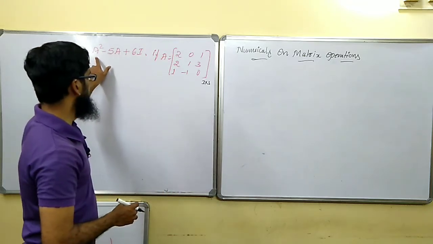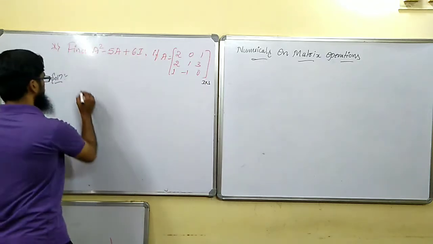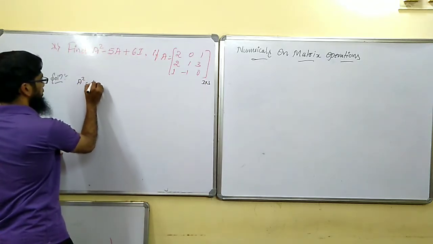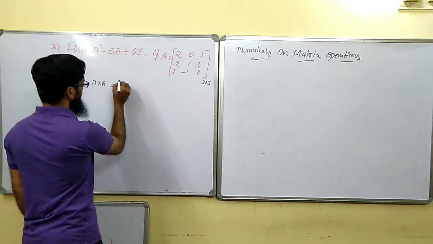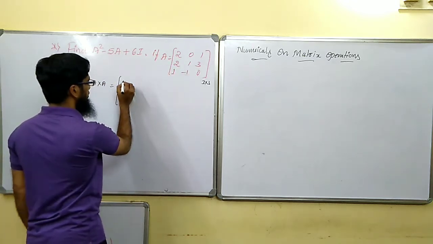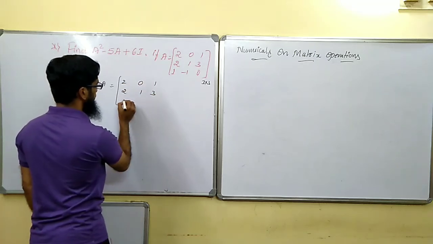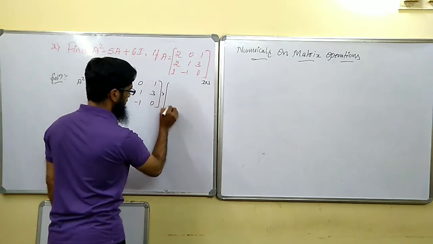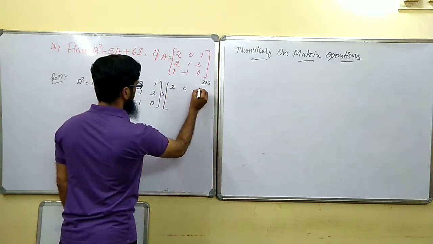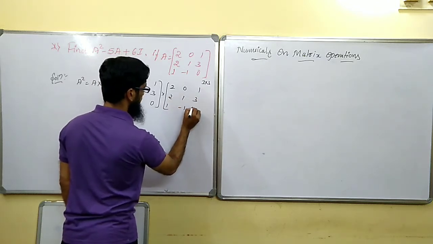So first I'll simplify what is the A square here. So let us consider A square is equal to what? Which is A into A. So this A into A means take the same matrix here. It's 2 0 1, 2 1 3, 1 minus 1 0. So this is matrix A. So multiply with the same matrix A here. So 2 0 1, 2 1 3, 1 minus 1 0.